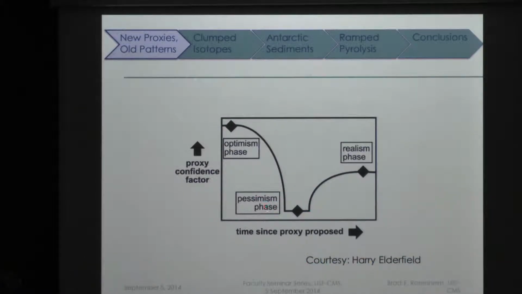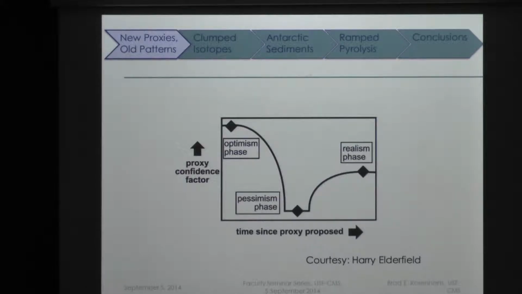But eventually things generally get worked out. There are times, by the way, that the pessimism phase can kill a proxy. That's for sure. But in most cases, we end up coming to some realism phase that's somewhere south of the optimism phase. It's very rare that the realism phase exceeds the optimism phase. There are no units on the x or the y-axis; this is all relative, right?